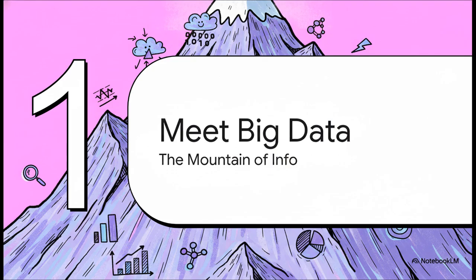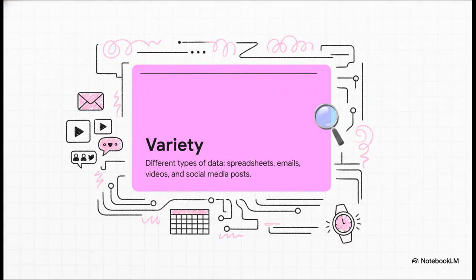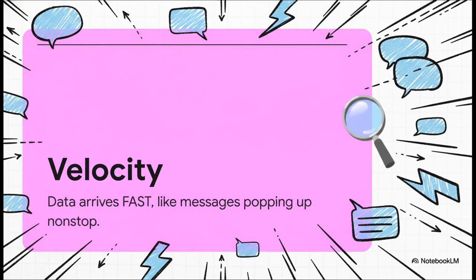Okay, but before we start our 6-stop journey, we have to understand the terrain. And in data analytics, that terrain is a vast, enormous mountain called big data. To climb it, we've got to understand its 4 key features. First up is variety. See, data isn't just neat rows and columns in a spreadsheet anymore. Oh no, it's everything. It's emails, videos, social media posts, you name it. It is incredibly diverse.